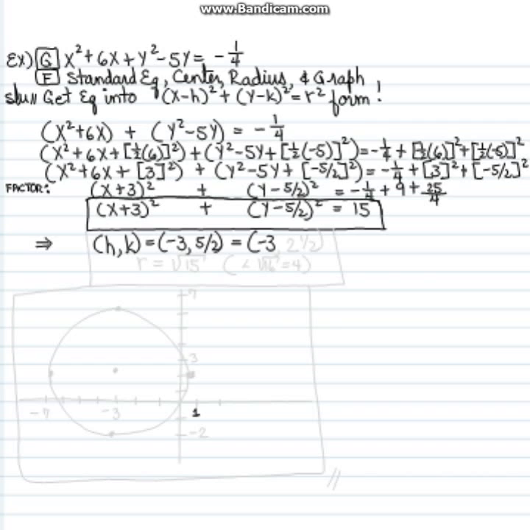Now, since we have to graph this, let's write 5/2 as a decimal by taking the top 5 and dividing by the bottom 2. That gives us 2.5. That'll make it easier to graph.